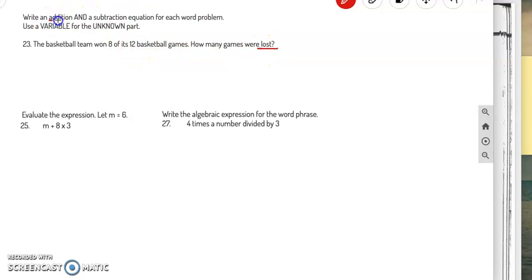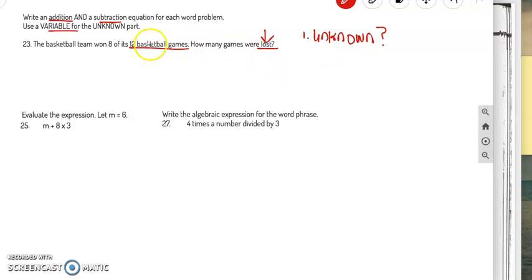So we need to write an addition equation and a subtraction equation, and we need to use a variable for the unknown part. So what is the unknown part? That's the first thing you should figure out. Well, we know that they won 8 games, and then we know that they played a total of 12 games. So the unknown is how many they lost, right?